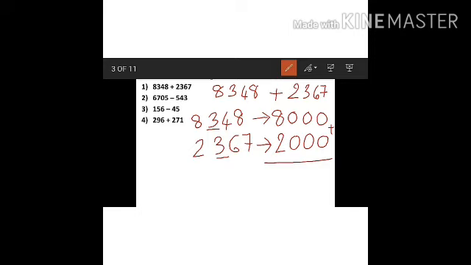So when we are adding these two numbers, what we will get? 0 plus 0 will be 0. 0 plus 0, 0 again. 0 plus 0, 0. And 8 plus 2, 10. We get the answer as 10,000. When we are finding the estimated value for the sum of 8,348 and 2,367, we get the value as 10,000.